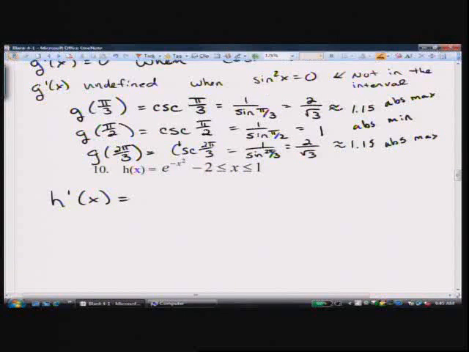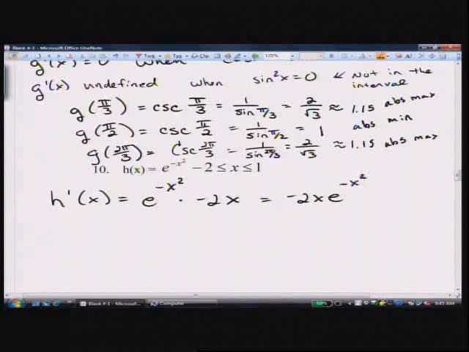Negative x squared, negative 2x. E to the negative x squared times negative 2x. So this is negative 2x e to the negative x squared. So when will that derivative equal 0? Good. This equals 0 when x equals 0. Obviously, if you put 0 in, it'll zero it out.